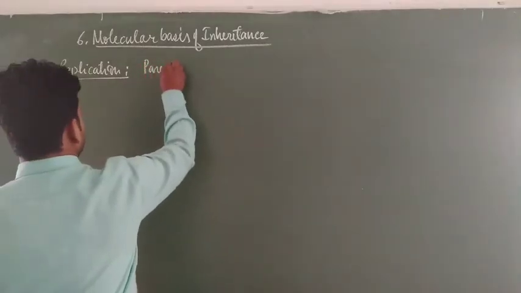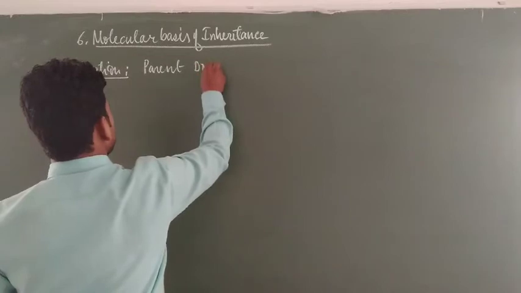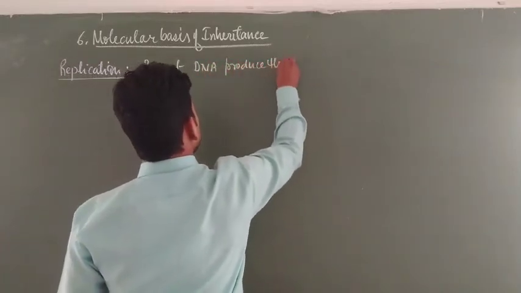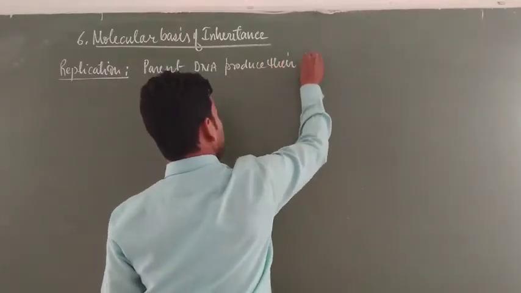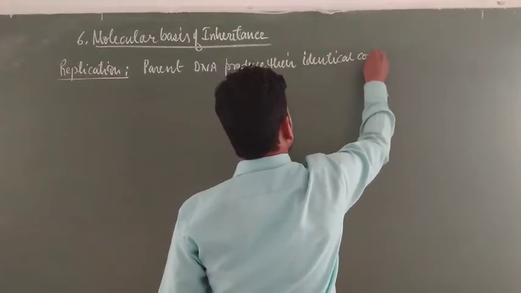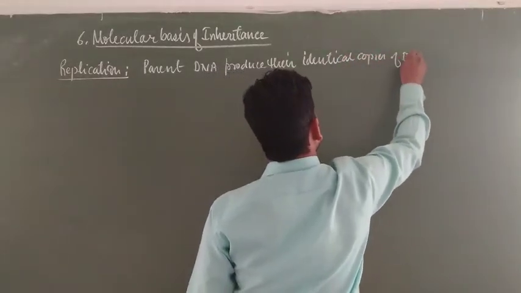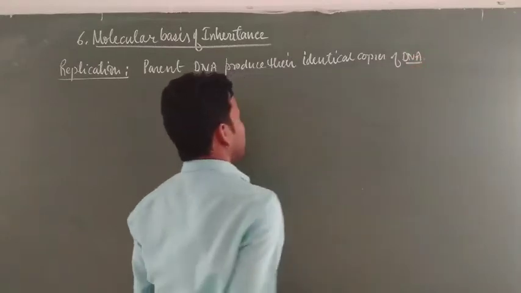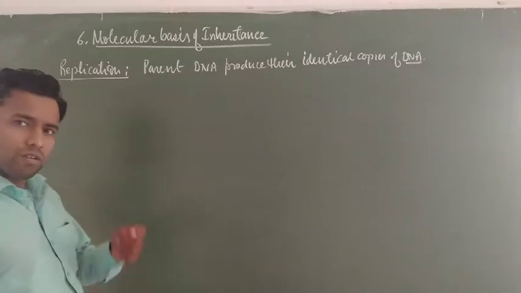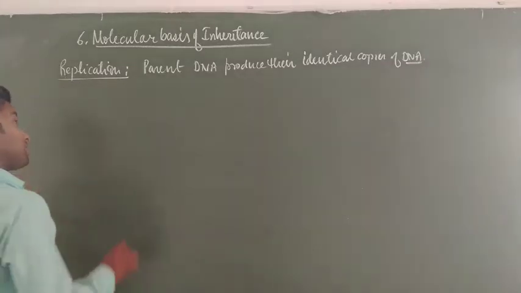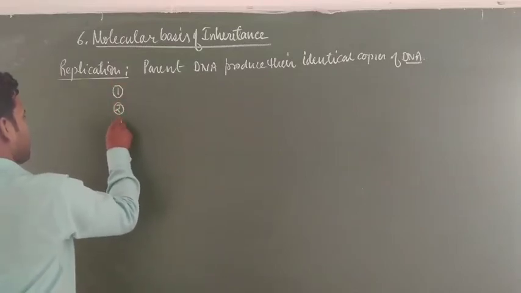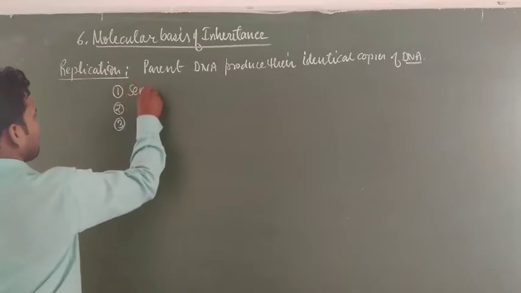Parent DNA produces identical copies of DNA. Identical copies of DNA is called DNA replication. To prove the mechanism of DNA replication, three postulates, three theories are given. First is the semi-conservative mode of replication.